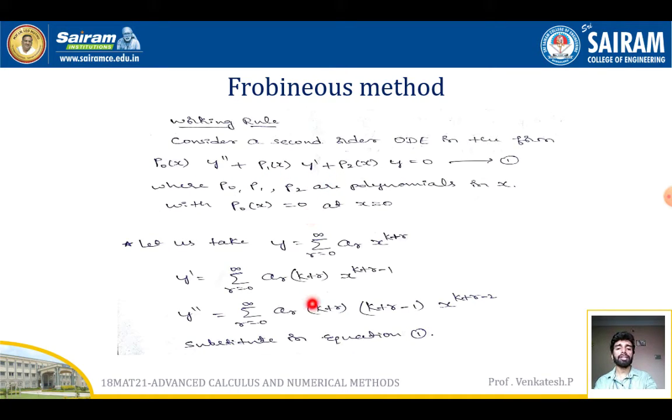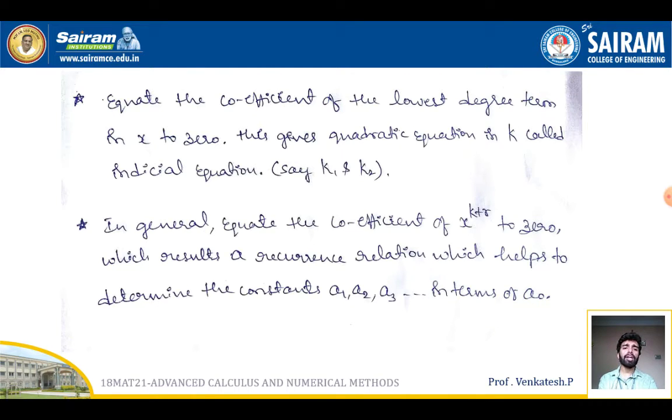After simplification, that is after grouping all the terms and taking the common factors, we get one equation. Then we equate the coefficient of the lowest degree term in x to 0. Taking the least power of x term and equating it to 0, I will get a quadratic equation in terms of k, which is called the indicial equation. The roots will be k1 and k2.